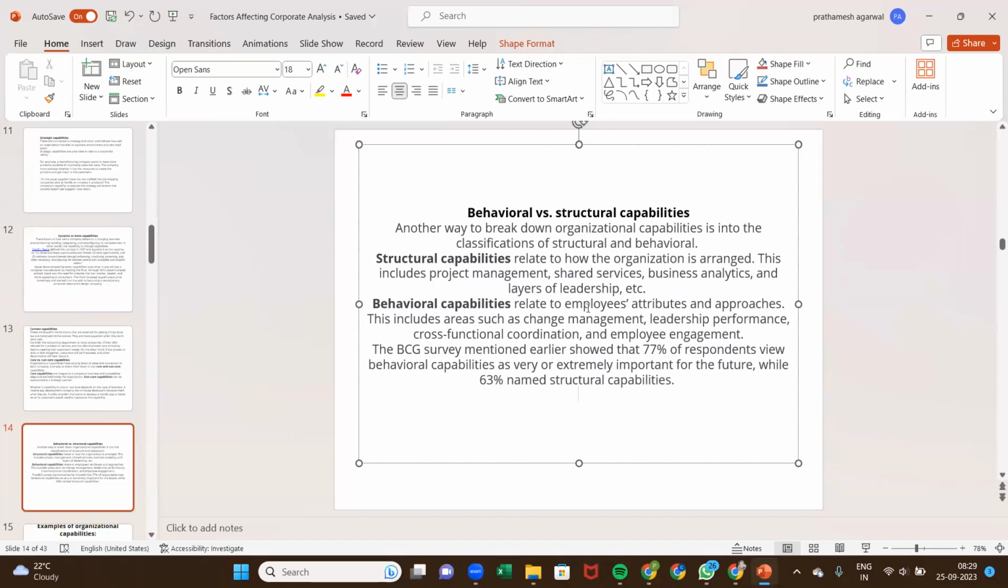Behavioral capabilities relate to employees' attributes and approaches. This includes areas such as change management.